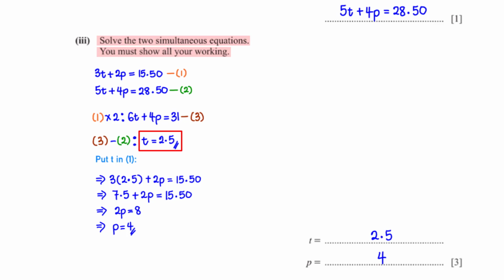Now that we have the value of t, we can plug this value into any of the equations to get the value of p. If we pick equation 1, we have 3 times 2.5 plus 2p equals 15.50. 3 times 2.5 is 7.5. When we subtract 7.5 from both sides, we have 2p equals 8. When we divide both sides by 2, we have p equals 4.